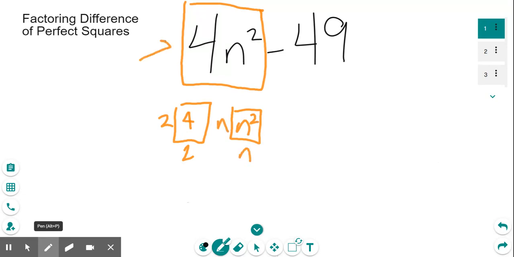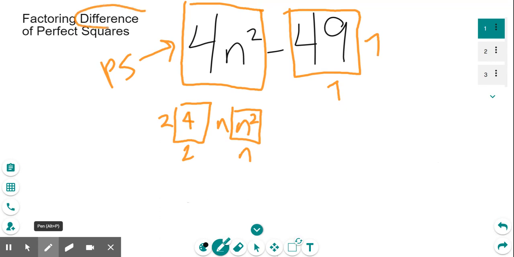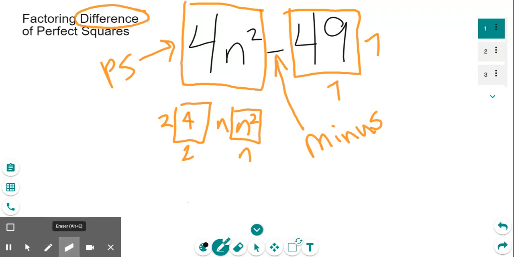So this is a perfect square. Okay, how about 49? Is 49 a perfect square? Well, yes, it is, because 7 times 7 is 49. And is this a difference? Is this a difference of perfect squares? Yes, it is, because we have the minus sign. So this fits the description of being a difference of perfect squares. So now we're going to factor it.